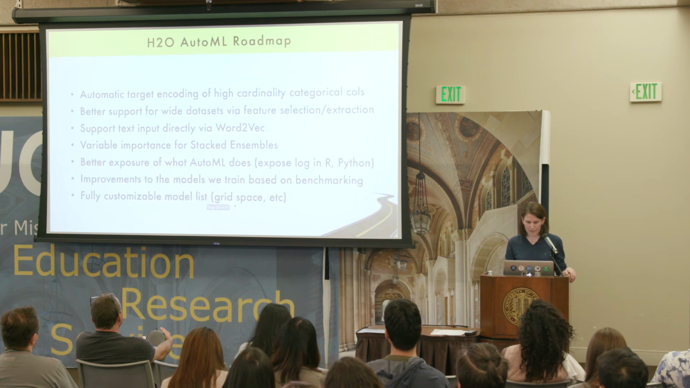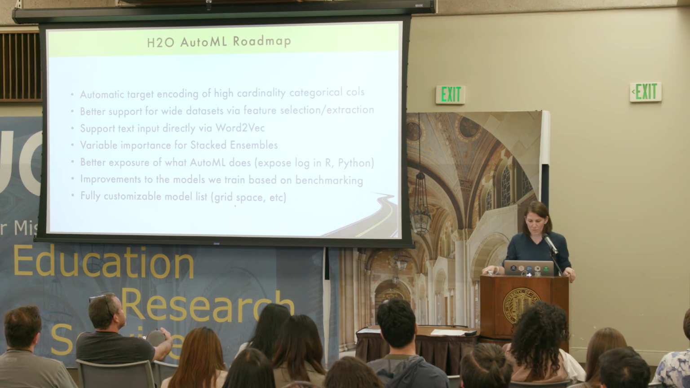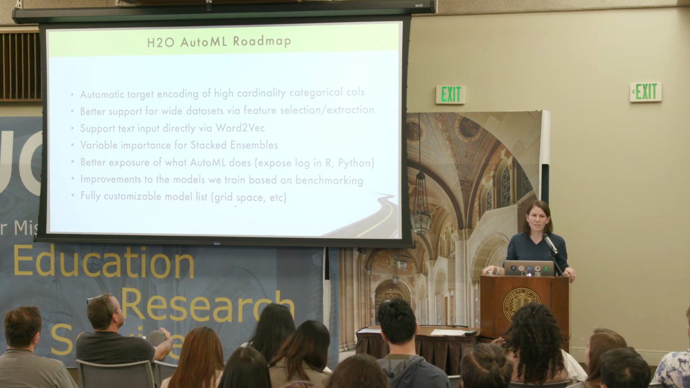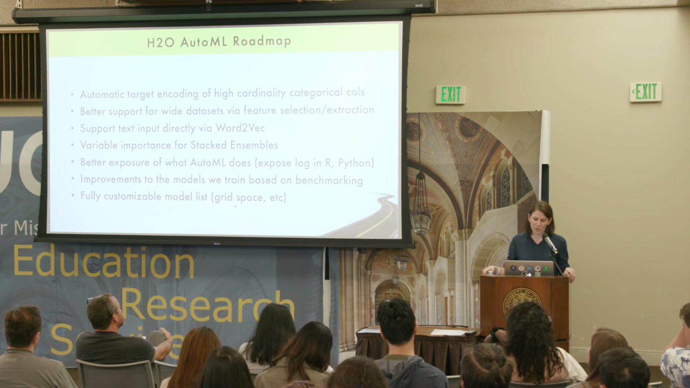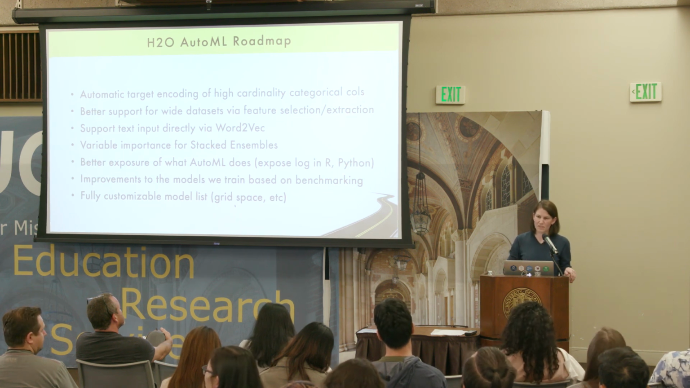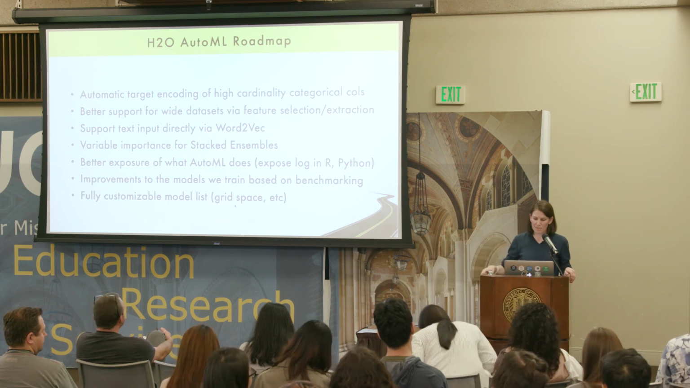Okay, I'm going to skip that. I'll mention just a few things from the roadmap. I already mentioned that we're working on better support for wide data sets. We will support text directly because we have a Word2Vec implementation in H2O, and we're going to essentially just put that in the front, turn the text into numeric data, and then apply AutoML.